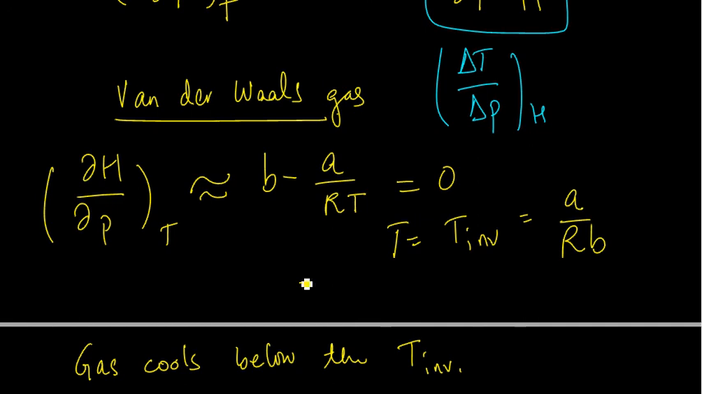So B minus A by R will do. For the moment, just take it that this is the expression that you will get. Once you learn some more of these things, I'll ask you to solve it.